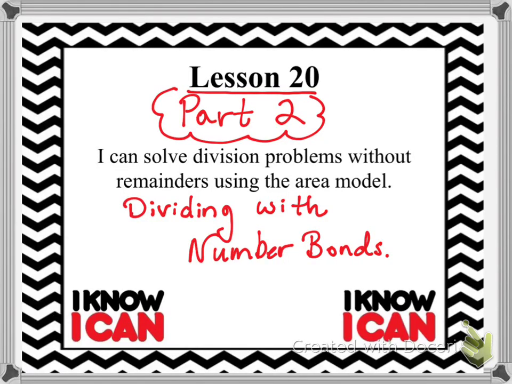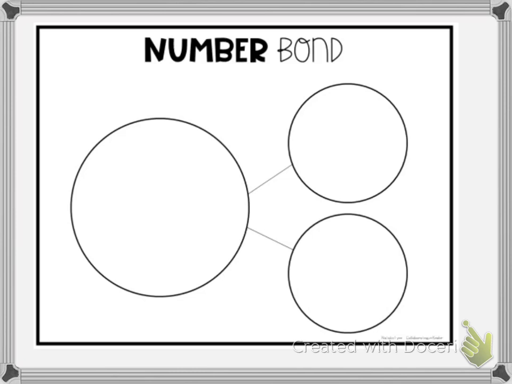Good evening. Tonight we're going to start with lesson 20 and it's going to do part 2. I can solve division problems without remainders using the area model, but tonight we're going to be focusing on dividing with number bonds. A number bond is where you have a bigger number and you're breaking it down to smaller numbers. And we're going to be using this type of math organizer to help us with our division tonight.